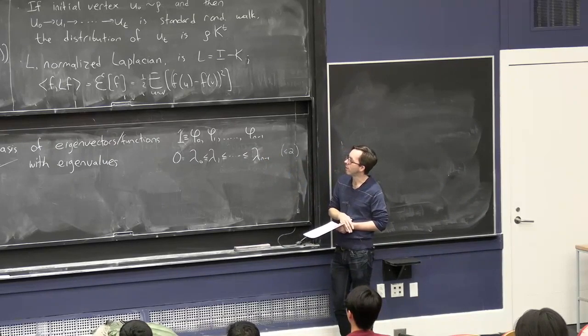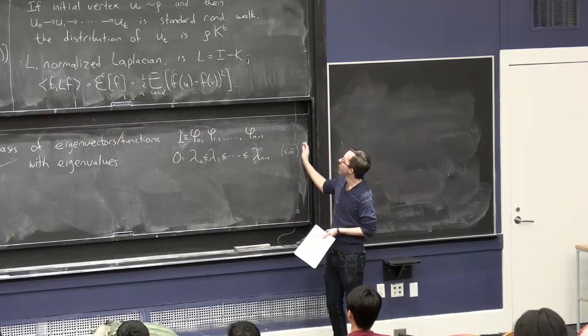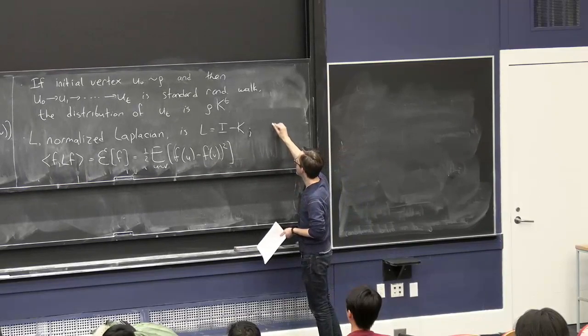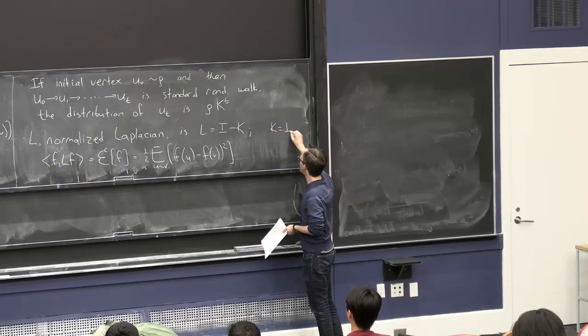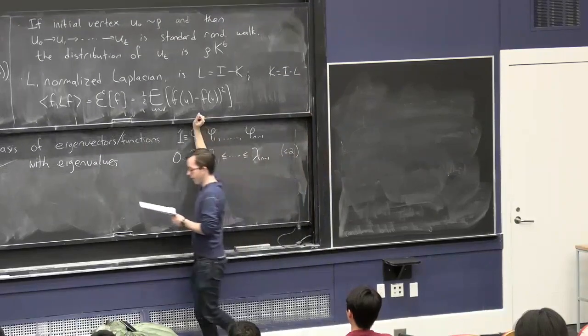They're also phi 0 through phi n minus 1. And the i-th eigenvalue is 1 minus lambda i. This just comes from the fact that K is trivially defined in terms of L and vice versa. K is the identity minus L. Let's just verify what's going on here.